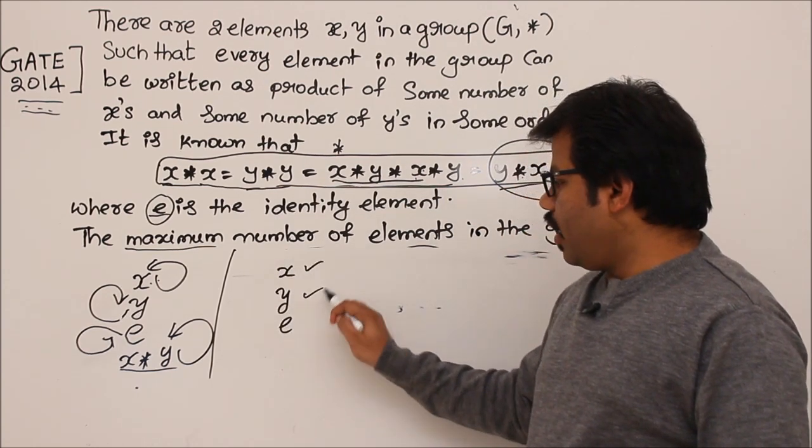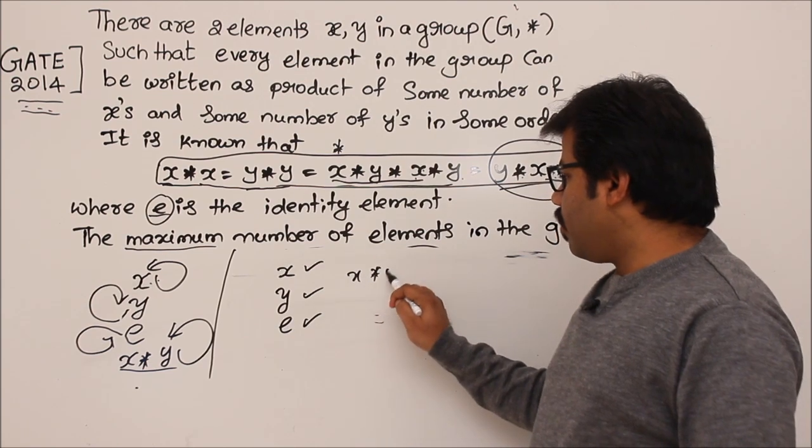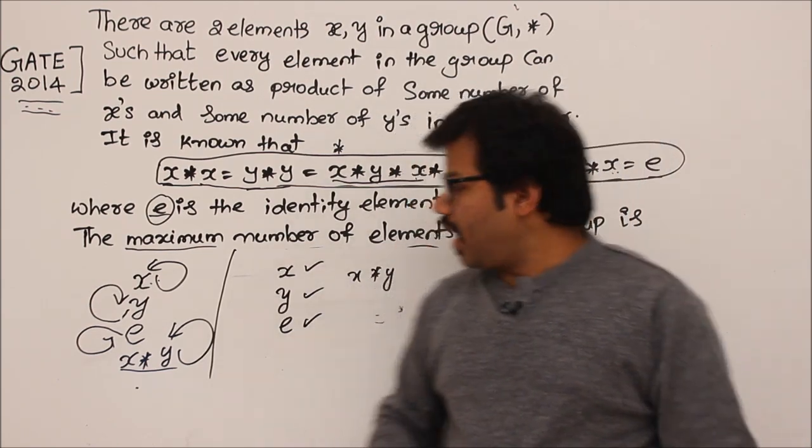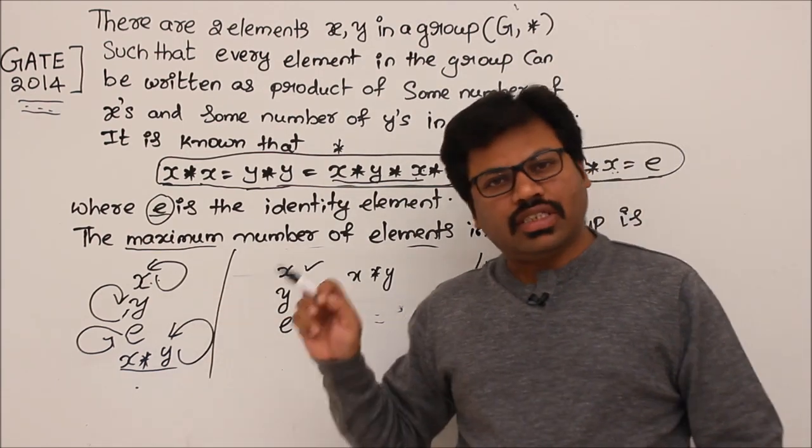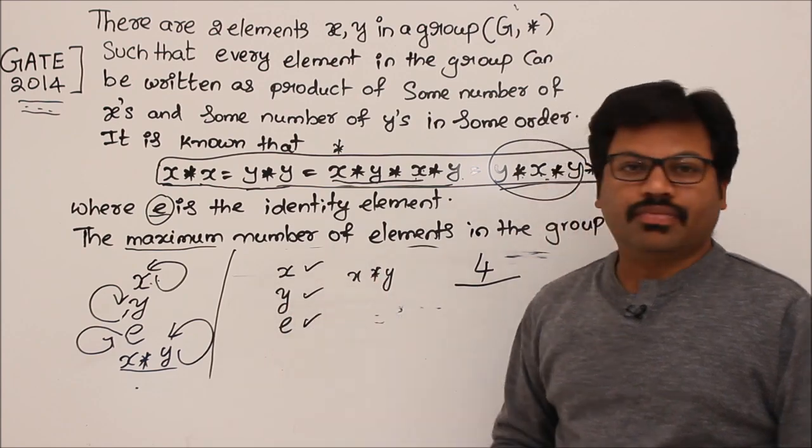One is x, one is y, one is E, one is x star y, right? So that's why the maximum number of elements in the group is 4. So here I have listed out systematically, right? That's it.